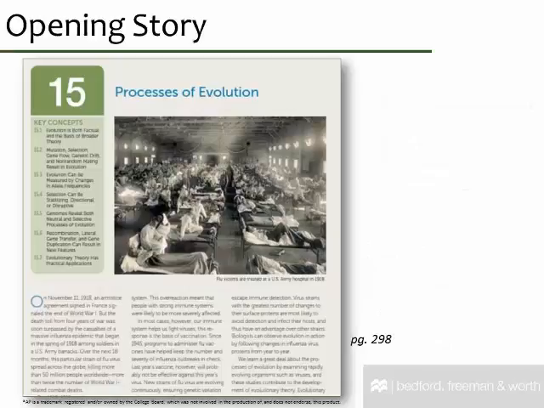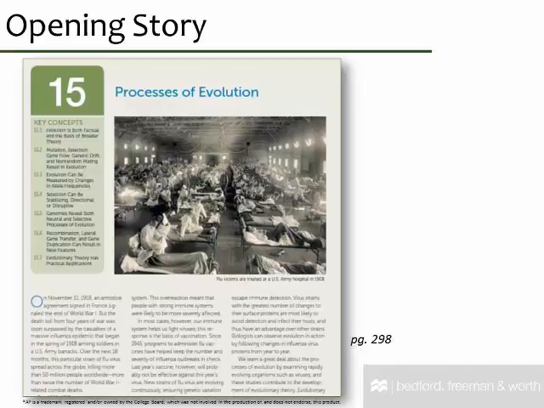Each chapter contains certain hallmark features. We'll take a look at these as we move through Chapter 15. If you're following along with your print text, please turn to page 298. Otherwise, the images you need will be on the screen.